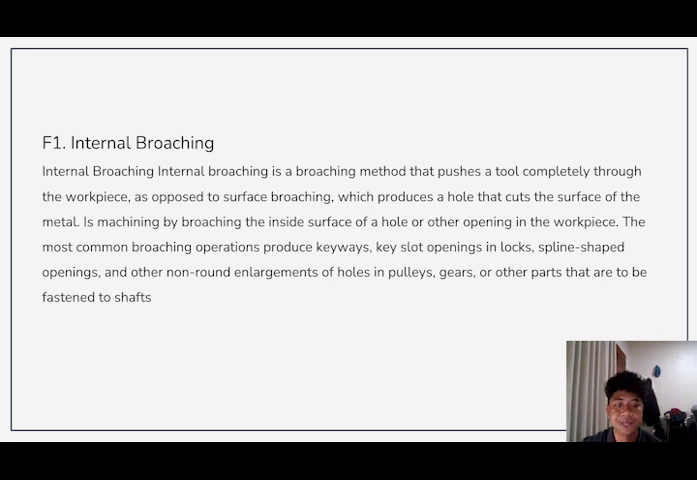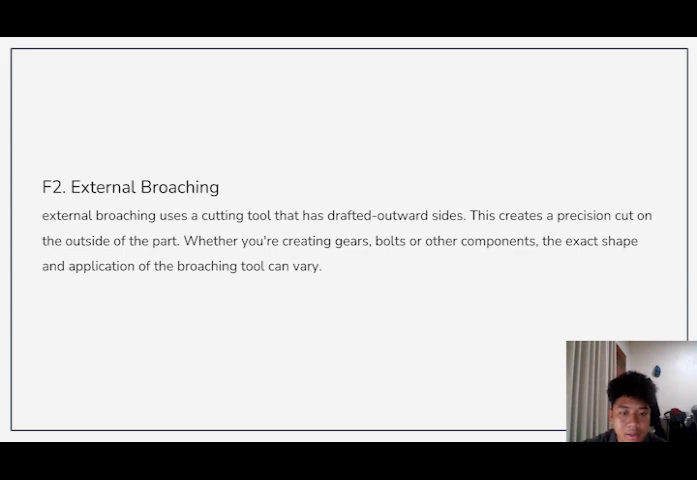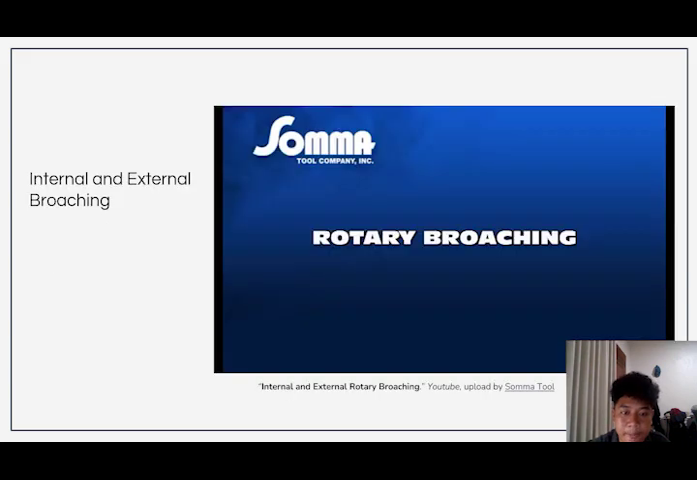Next one is external broaching. It uses a cutting tool that has a draft on the outward side to create a precision cut on the outside of the part. Whether you are creating gears, bolts, or other components, the exact shape and application of the broaching tool can vary. This is the video of the process in internal and external broaching.